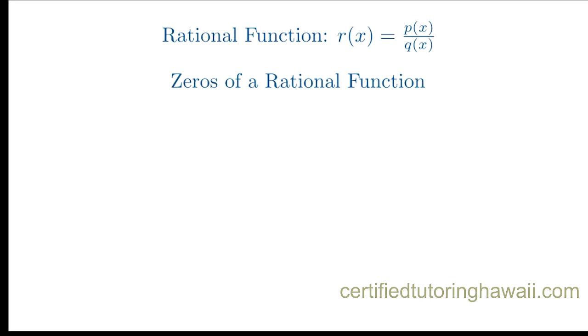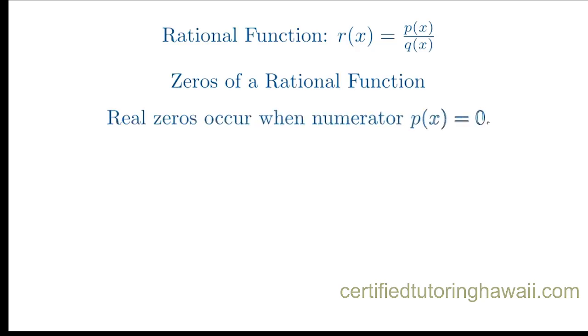Look at our function r of x equals p of x over q of x. To make this fraction equal to 0, the numerator p of x must be 0. Think about it. The only way to get a 0 result from a division is if the number on top is 0. So we say that real zeros occur when the numerator p of x is equal to 0. But there's an important condition. The value you find must be in the function's domain. In other words, you can't have a 0 where the denominator q of x is 0. Remember, zeros cannot occur where the function is undefined.